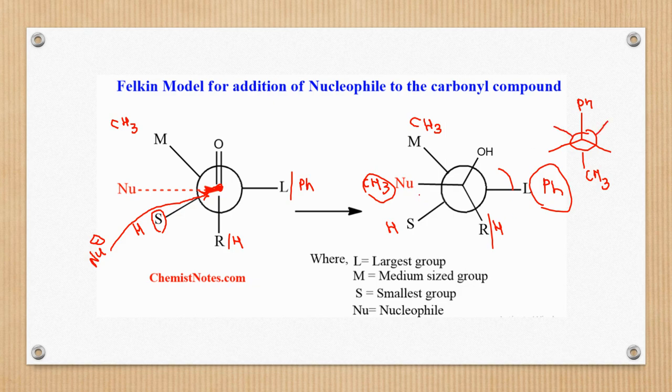Then what will happen? If pH is coming here, then what is this position? Here, what should be added? Can anyone tell me? What should be at this position? H, hydrogen. H, right? H would be at this position. And here you will have this methyl, right?